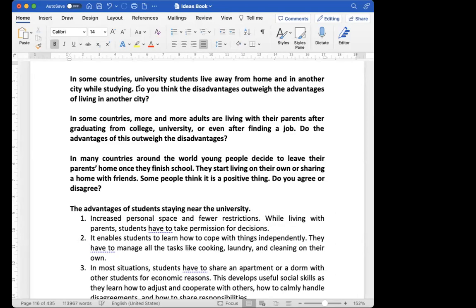Supposing there is this lovely professional university in my hometown, and children from some places here can come daily and go back home, but they prefer staying in the university in another city while studying. So what are the advantages and disadvantages of living away from home in another city while going for tertiary education? Have you understood it now? Yes, ma'am.